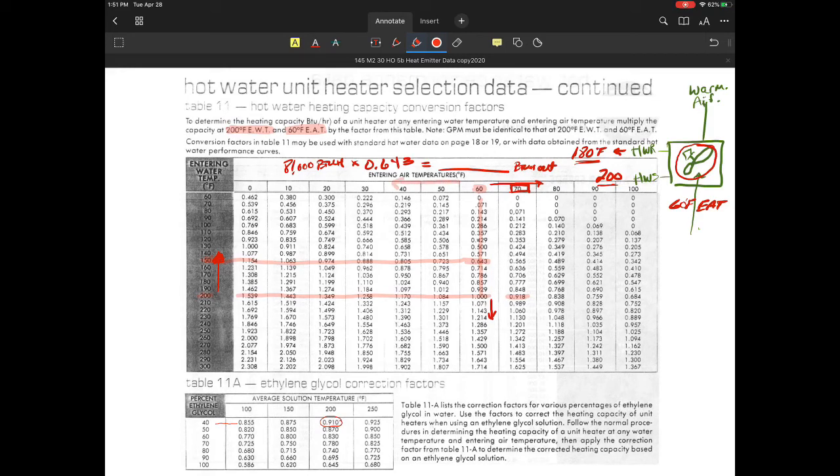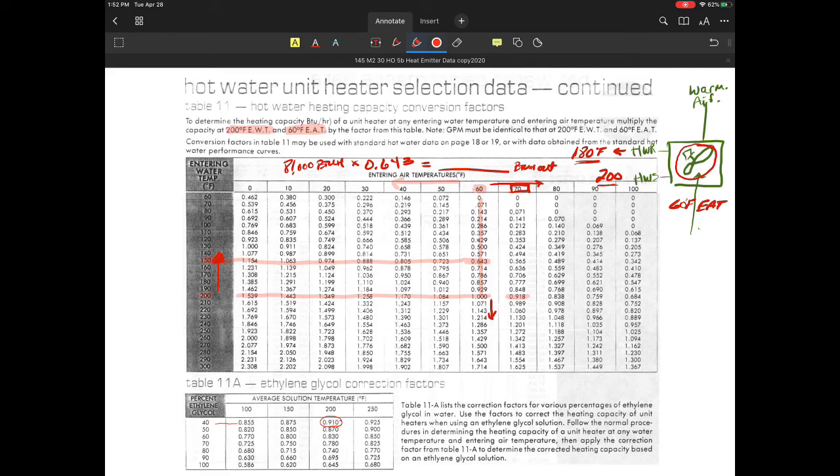And then if I were to decrease the air temperature, I would end up getting even more capacity out of a system with the same water temp. Just a decrease from 60 to 50, I would have seen a change from 1.0 to 1.08. So it would have actually seen an increase in capacity of roughly about 8.4%.